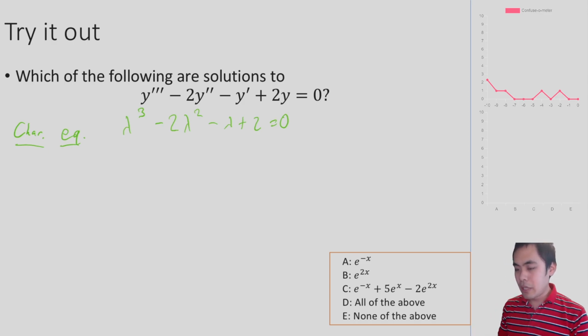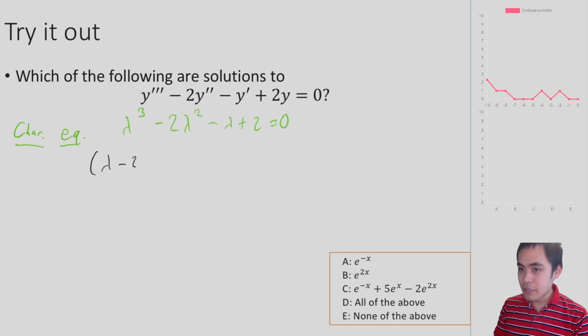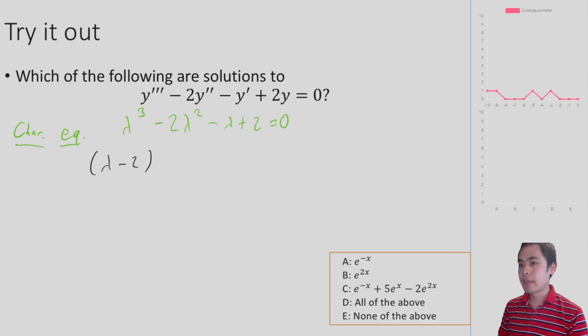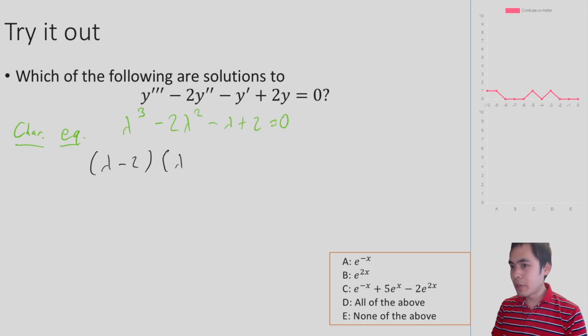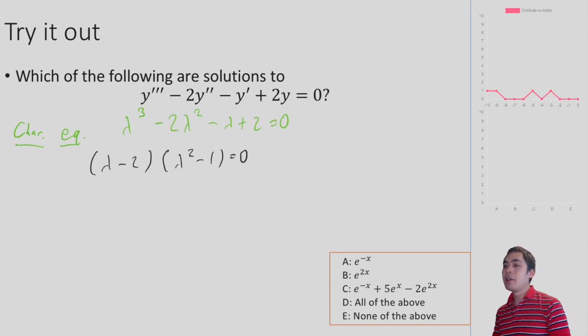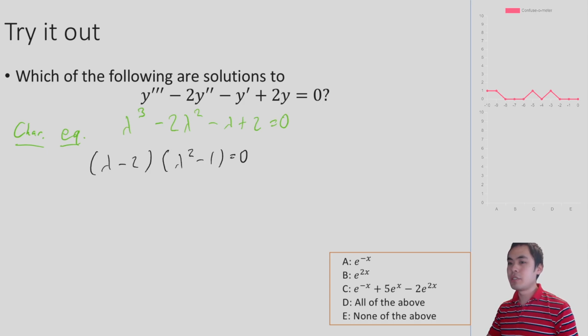I'll go ahead and give you a hint. The very first step of factoring it is lambda minus 2. If you factor this, you get (lambda minus 2)(lambda squared minus 1) is equal to 0. Hopefully you can keep on factoring from there, and then tell us which of those solutions is the solution.